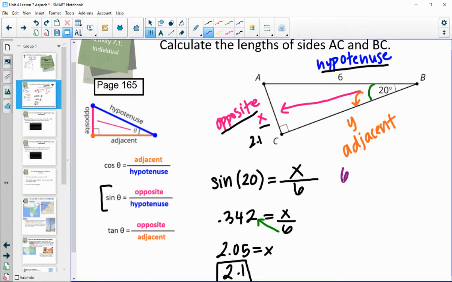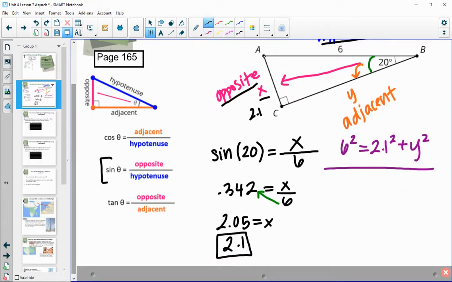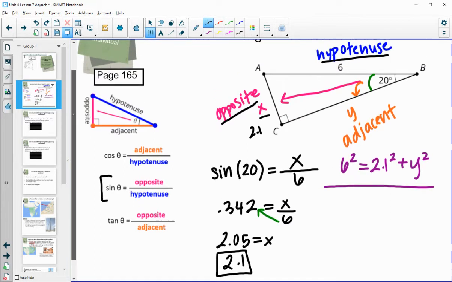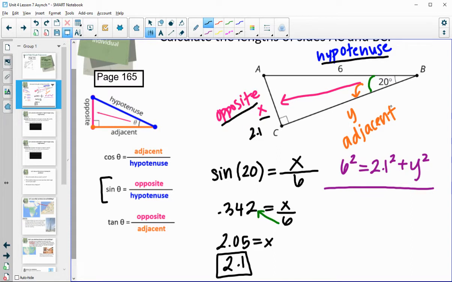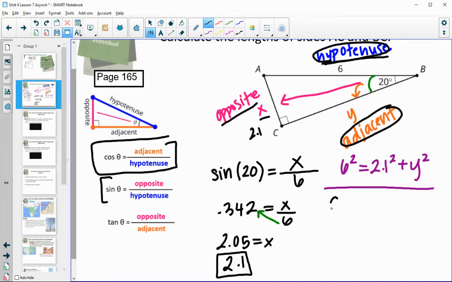If you're doing the Pythagorean theorem, you'd have the hypotenuse squared equals the legs squared and added together. So you could solve that way. Since the trig is new, I'm going to do the trig version. For using trig, I'm looking for the adjacent side, and I'm going to use the hypotenuse since they gave me that at 6. So now I'm looking for adjacent and hypotenuse, and that's the cosine function.